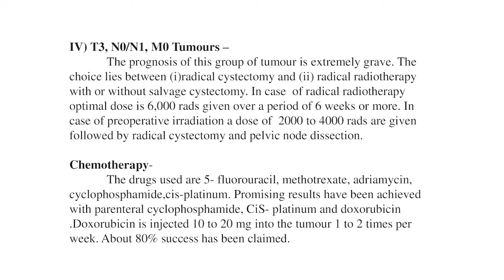Chemotherapy: the drugs used are 5-fluorouracil, methotrexate, adriamycin, cyclophosphamide, cisplatinum. Promising results have been achieved with parenteral cyclophosphamide, cisplatinum and doxorubicin. Doxorubicin is injected, 10 to 20 mg into the tumor, 1 to 2 times per week. About 80% success has been claimed.